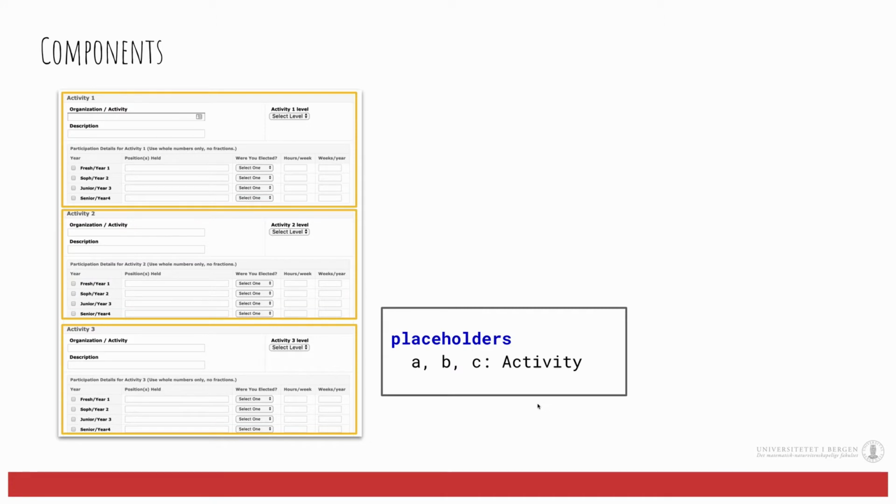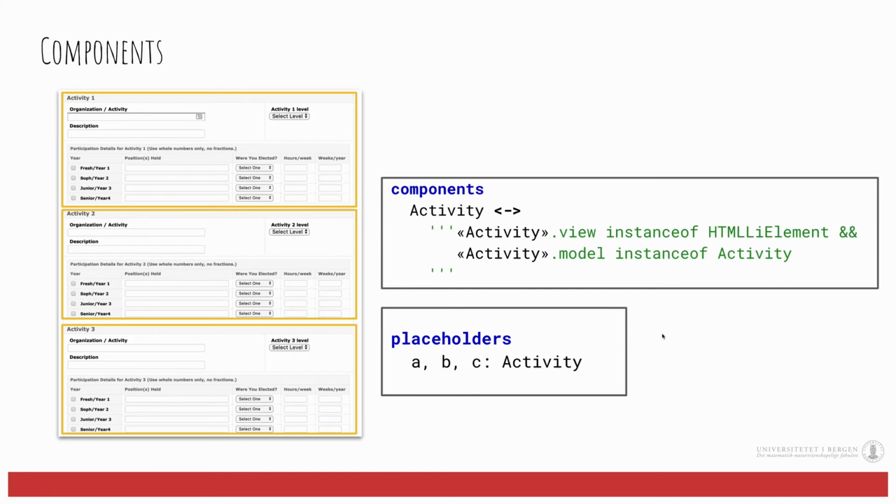Let's now look at these A's and B's and C's. As we've seen, these are arguments in the relations and transformation rules, but they have a predefined component type. We call these arguments placeholders. In the placeholder section, we define A, B, and C to be a placeholder of the component activity, which is a component that we define in the DSL code.